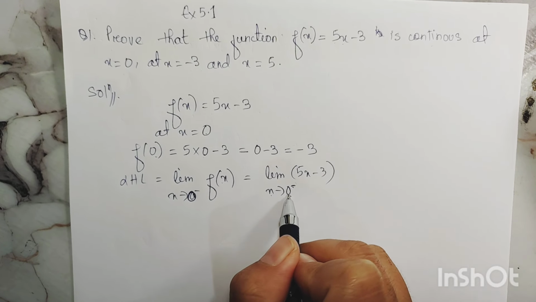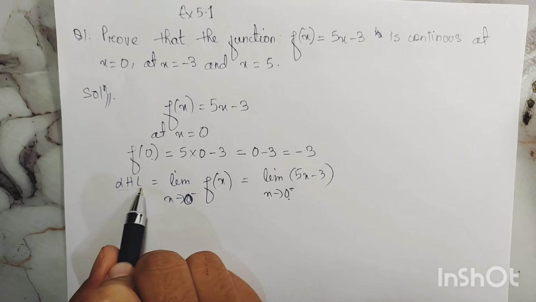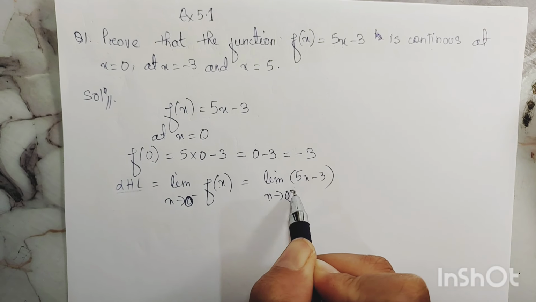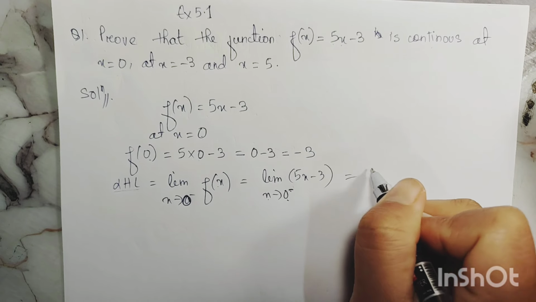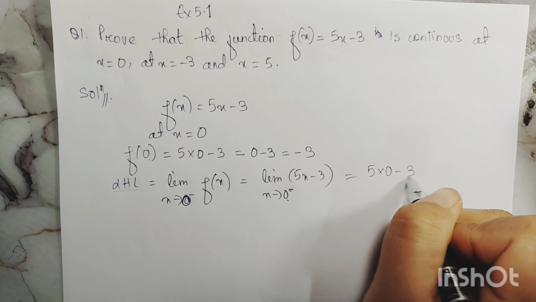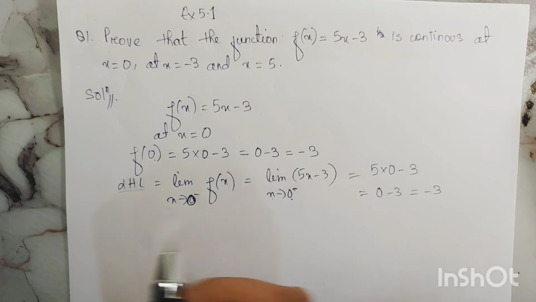The x value tending to 0 is coming from the left hand side. That is the left hand limit, indicated by 0 minus. So 5 into 0 minus 3. Here 0 minus 3 is minus 3.